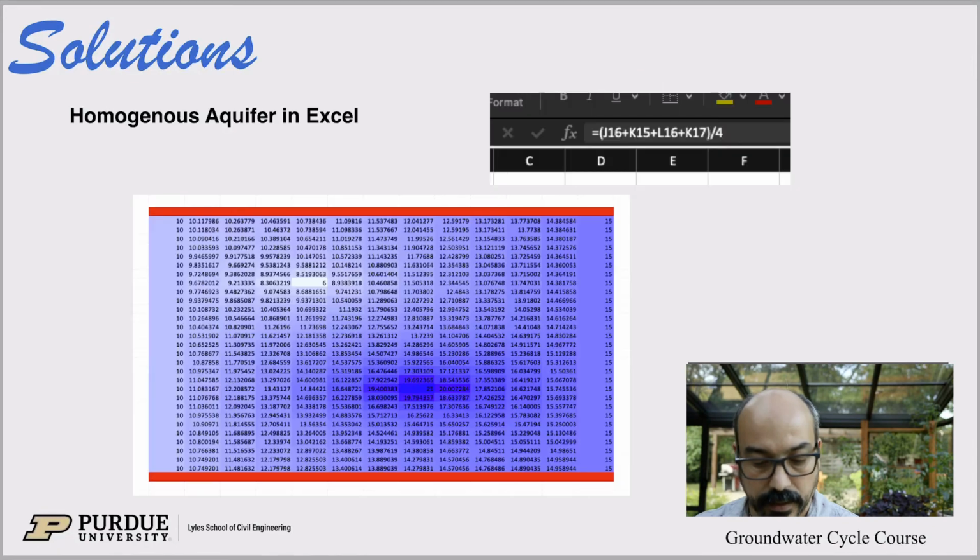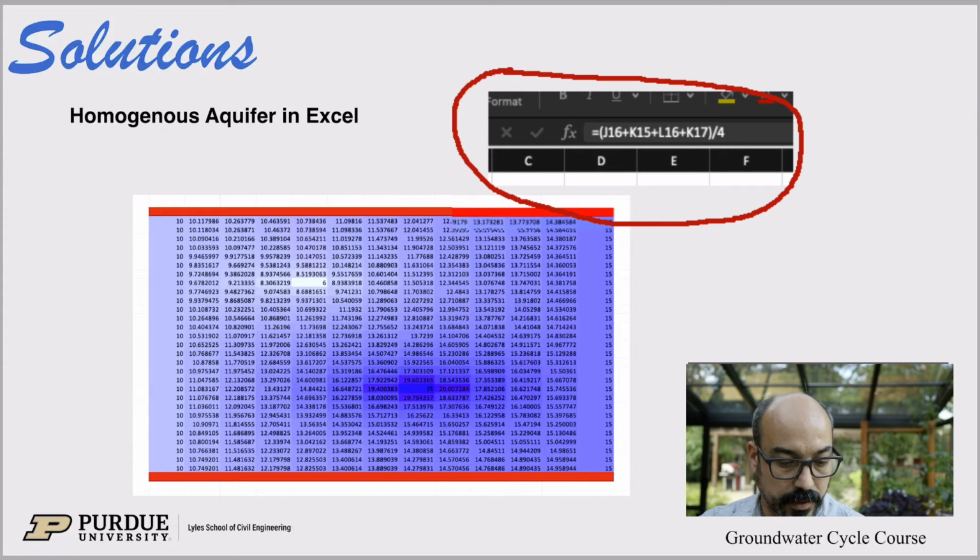So now let's look at the simplest example you can find on the internet. Right here, this is a 2D aquifer in Excel, and if you look at the Excel formula up top here, you can see that the formula in each of those cells is the average of the four neighbors. That's it. This is the whole code.